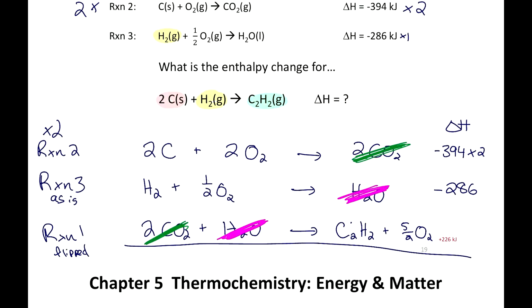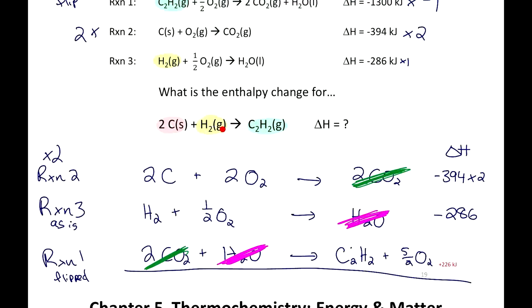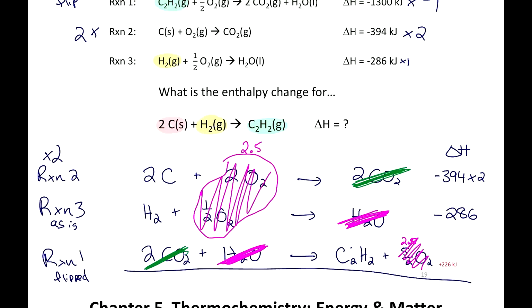Yeah, let's dissect this one a little bit more, because see how like O2 shows up in a lot of places, and I actually don't want O2 in my target reaction. So something really special happens here. So 5 halves O2 is the same as what, 2.5? And then how many O2s are right here? 2.5, yay, right? So all of the O2s, do they cancel? Yes, they do. So we just gotta be careful with those fractions. So all of those cancel.